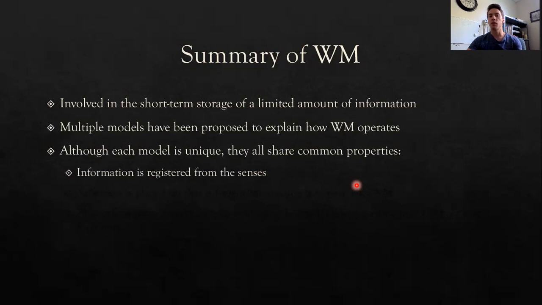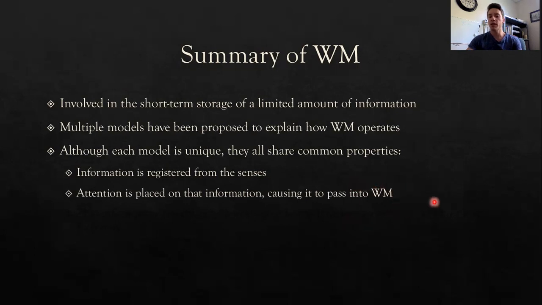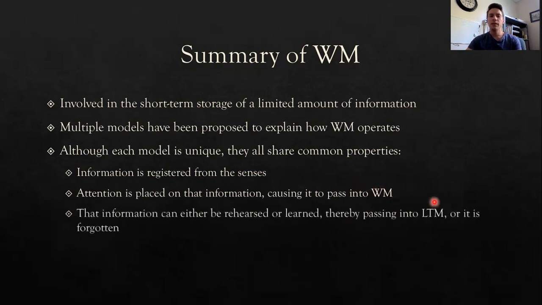First, information comes in through the senses. Some attention is placed on that information, causing it to pass into working memory, or in the Cowan model, attention is already a process of working memory. And then that information can either be rehearsed or learned, which might make it easier to pass into long-term memory, or that information is forgotten.